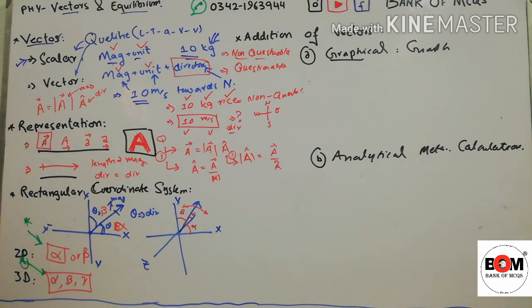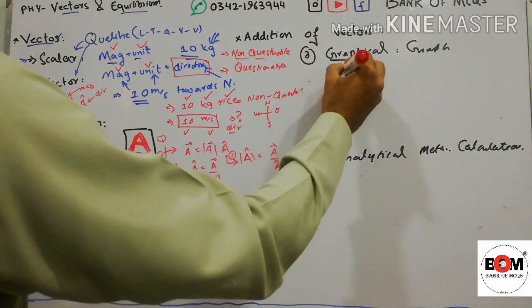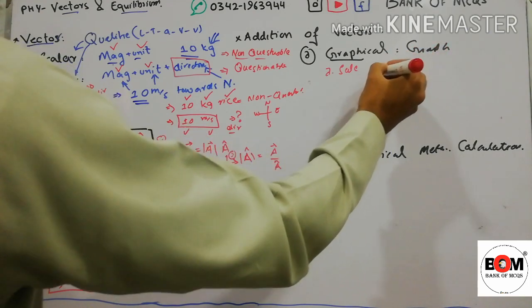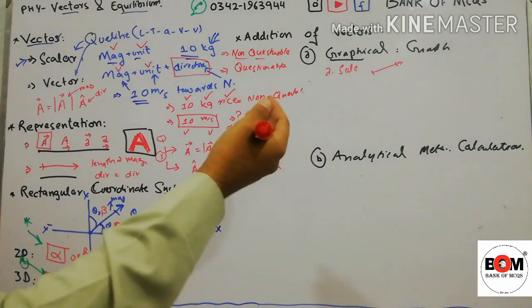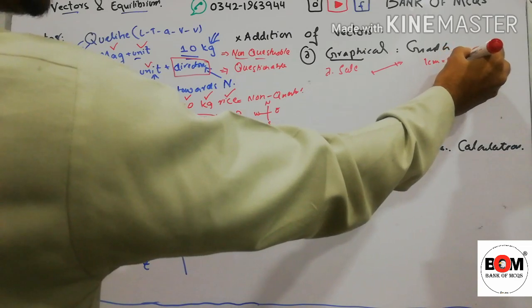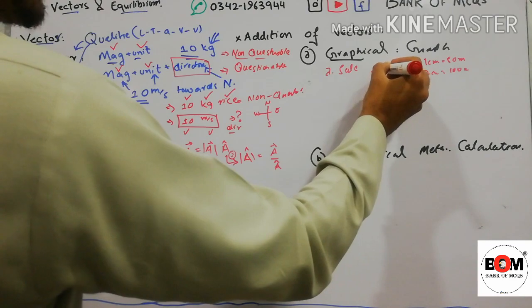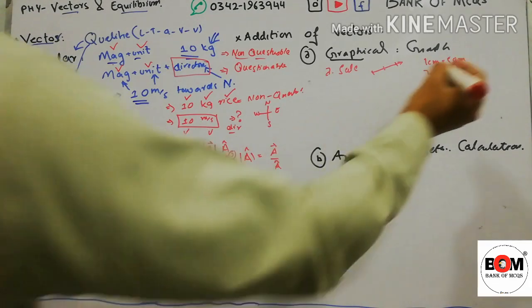In graphical method, we will select a suitable scale for representation of the given vector. So if we have a vector, the first step is the scale. If a body moves 100 meters, how much line will we draw? So we will first make a scale, and we will say that suppose 1 centimeter is equal to 50 meters, then 2 centimeters is equal to 100 meters. So in that case we will draw a line of 2 centimeters for 100 meters.